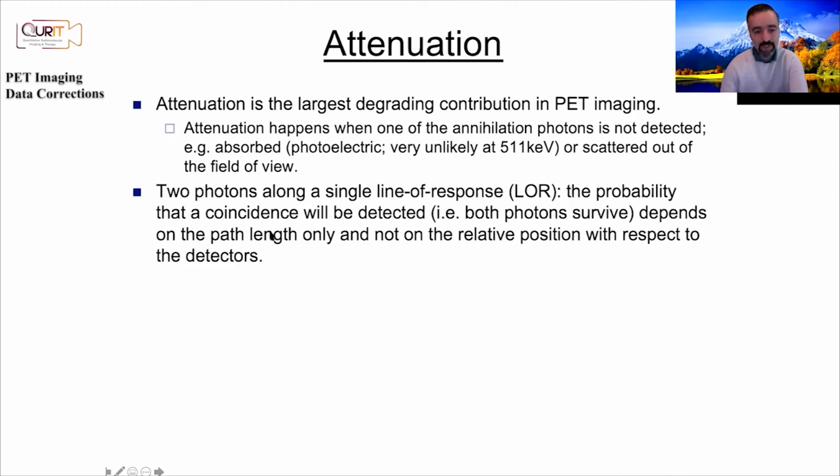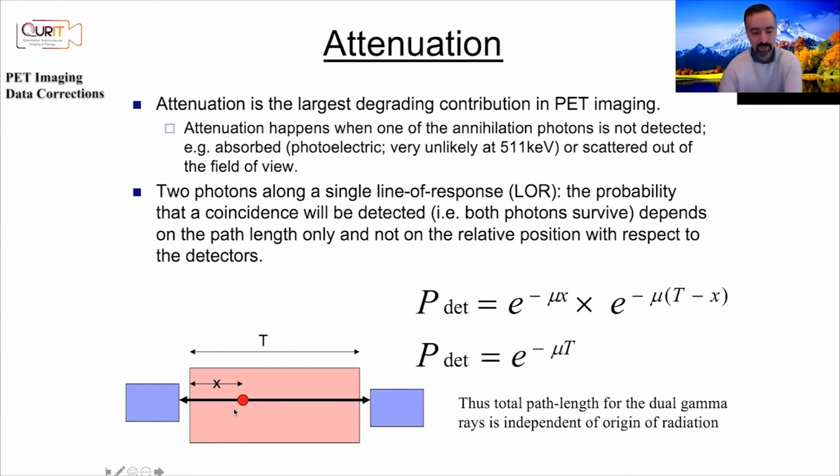So notice how there's two photons along the line of response, and both of them have to make it to the detector. So if one of them is lost, if any one of them is lost, the event has not survived. Okay, so imagine you've got a source here. You've got one photon going this way, one photon going that way.